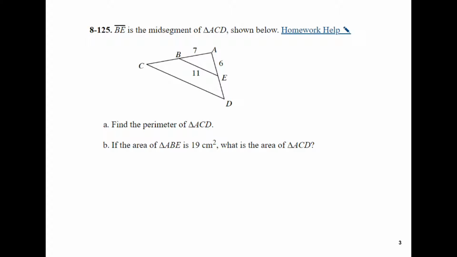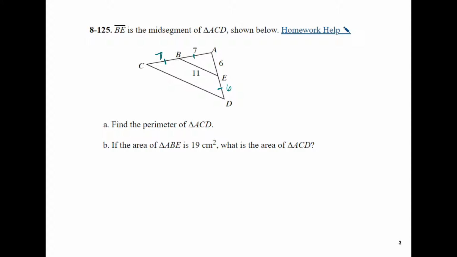8-125 says line segment BE is the mid-segment of triangle ACD. So if we know that it is the mid-segment, we know that this piece, CB, is equal to BA, which means this would also be 7. We know that AE is equal to ED, which would make this side 6 as well.